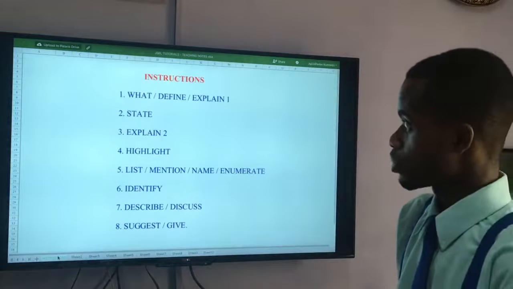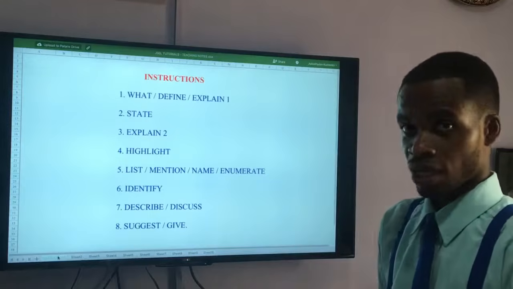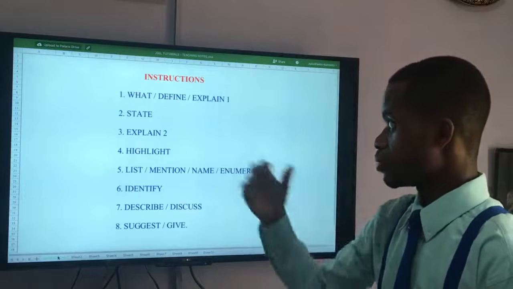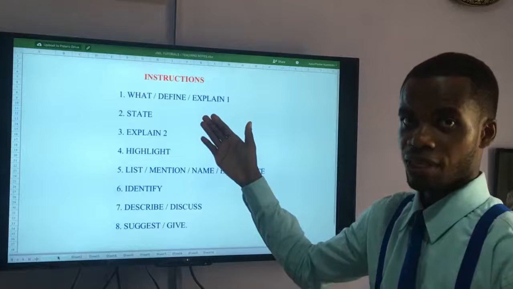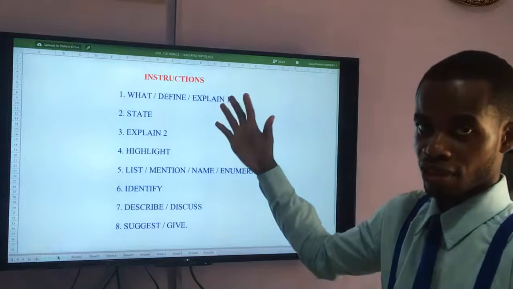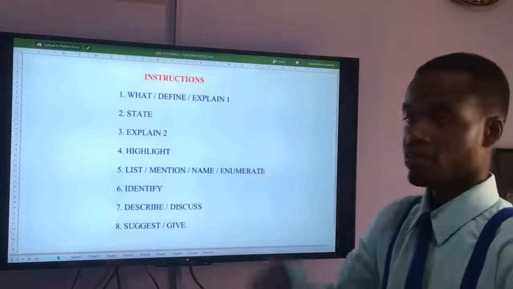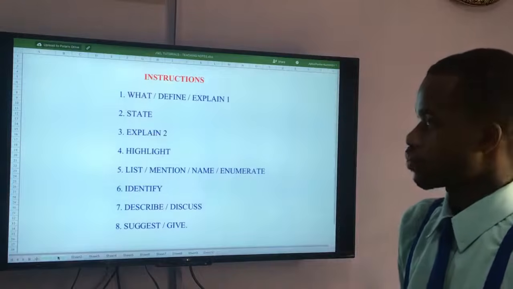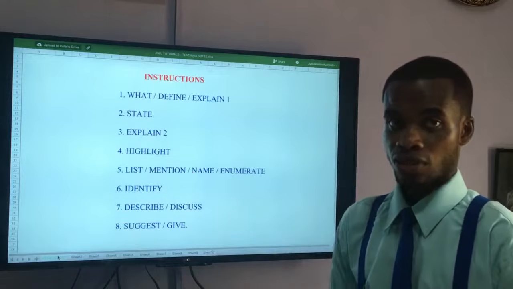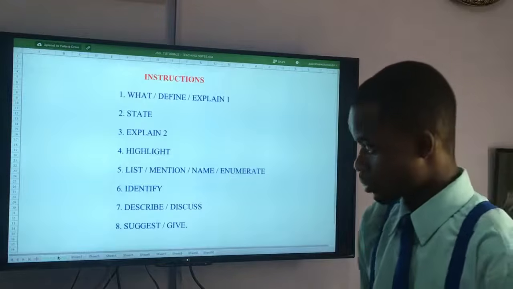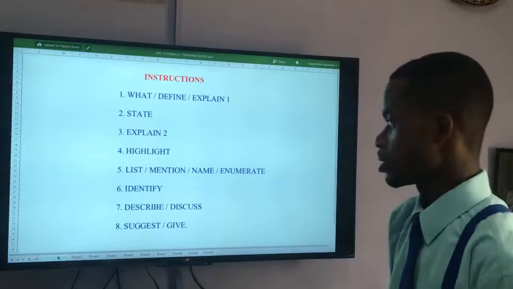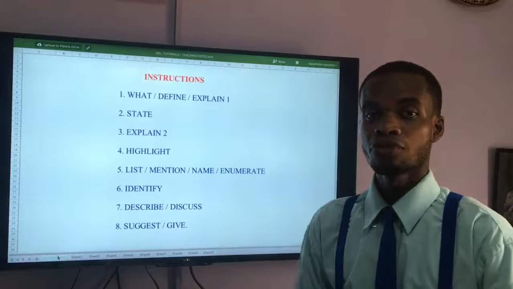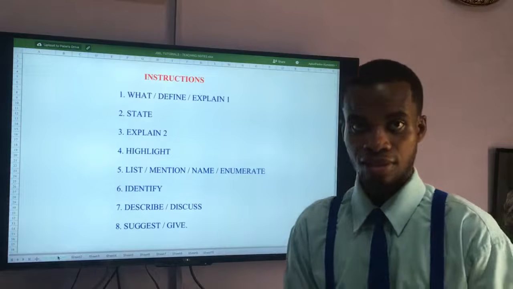So the common ones we have: it can be what, define, explain 1. Then we'll see why I've labeled this one as explain 1, the first form of explanation. Then we'll look at state. Then we'll look at the second form of explanation, which is explain 2. That's the third one. Then we'll take a closer look at highlight. Then we look at list, mention, name, enumerate. When you are being asked to list, mention, enumerate, what do you have to do as a student or a candidate sitting for an exam?